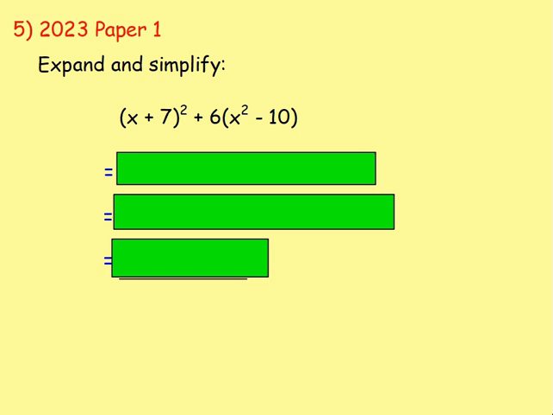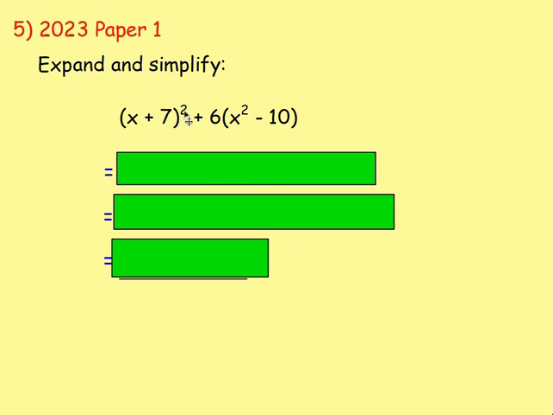Fifth example from 2023. This time we've got x plus 7 all squared plus 6 bracket x squared take away 10. And we're asked to expand and simplify that. Oh, can I do this one? Sure. Off you go. What would you have, Joseph?